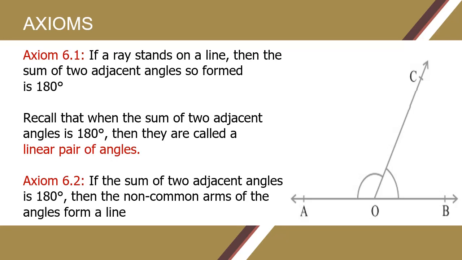Coming to the next axiom 6.2. It is the converse of above axiom 6.1. If the sum of two adjacent angles is 180 degree, then the non-common arms of the angles form a line. Now it is given that sum of angle AOC and angle COB is 180 degree. So it automatically indicates that AOB will be of 180 degree. And if angle is of 180 degree, what does it mean? It simply means that AOB is a straight line.